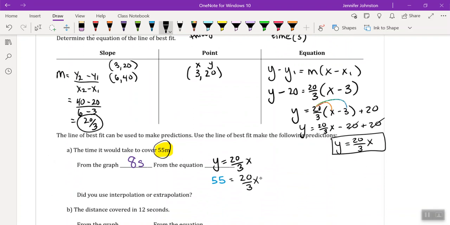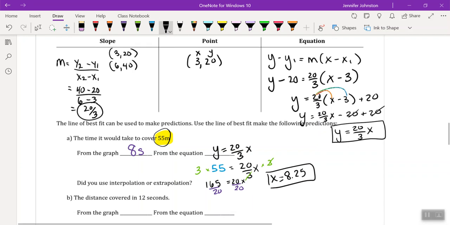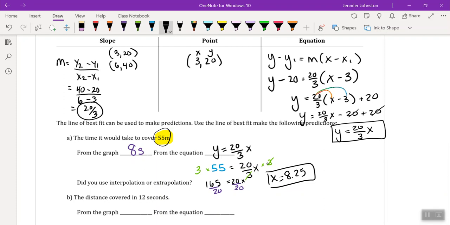Now we have to solve for x. That means we're going to multiply this side by 3 and this side by 3. The 3's reduce. We get 55 times 3, which is 165, and equals 20x. Then we divide by 20, and we get x is equal to 8.25. So from the graph, it's more of an approximation, and from the equation we get an exact value. It should be 8.25 seconds.